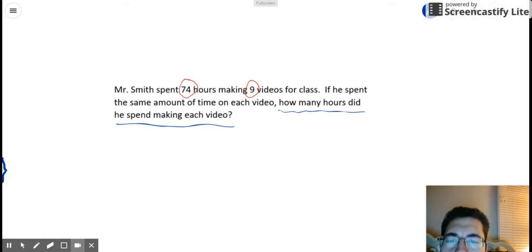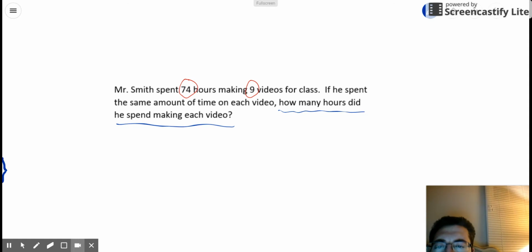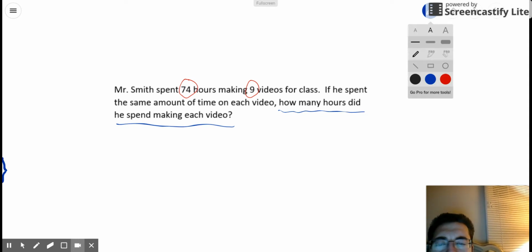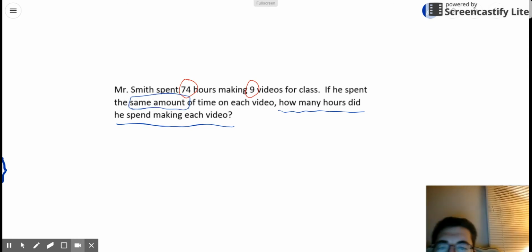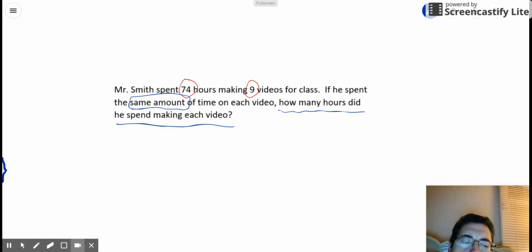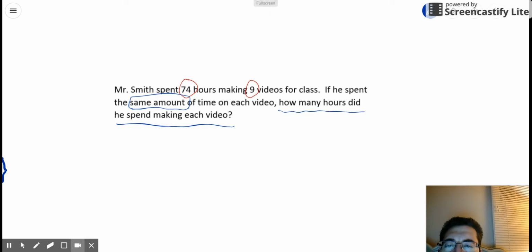All right. Now there's a couple words in here that might clue us in to the operation we need to use in this problem, and that is same amount. So we're going to be wanting to put things in groups that have the same amount.